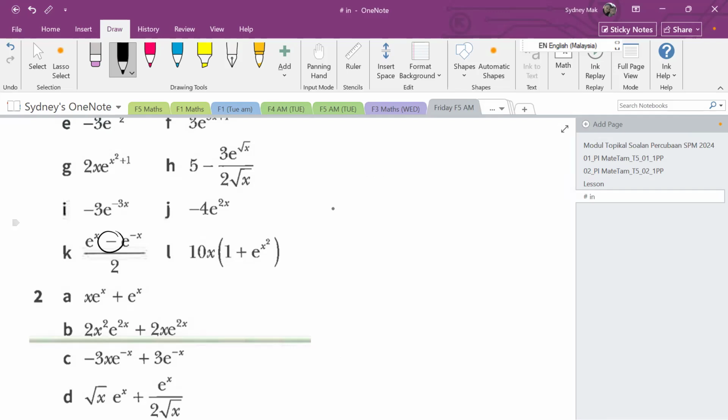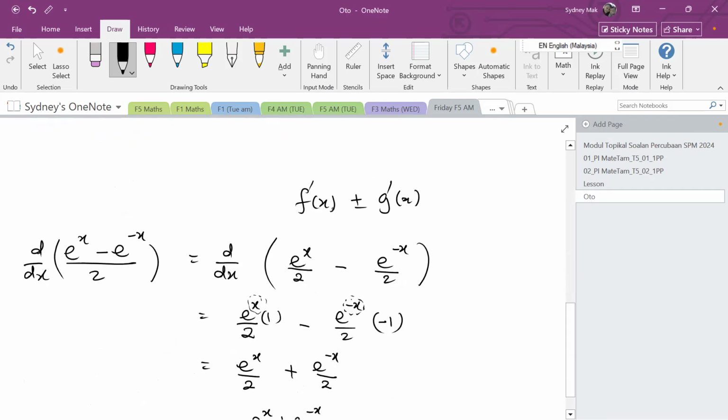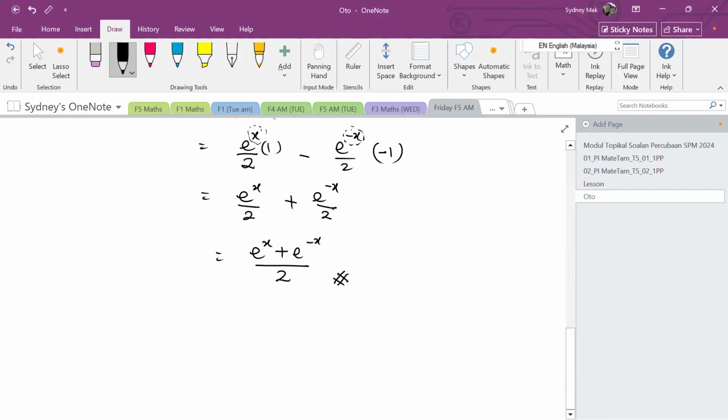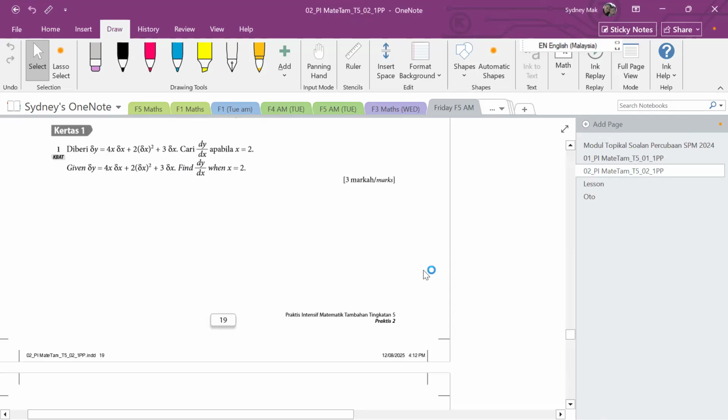Wouldn't that still be the same? It's not the same, because when you differentiate the negative x, it becomes negative 1. Negative 1 times the negative here becomes positive. So if you do it correctly, the answer is positive, but if you copy wrongly, your answer will be negative. That's why it's not the same as the answer given, correct? I'll try again. Okay, any question regarding the differentiation application questions?